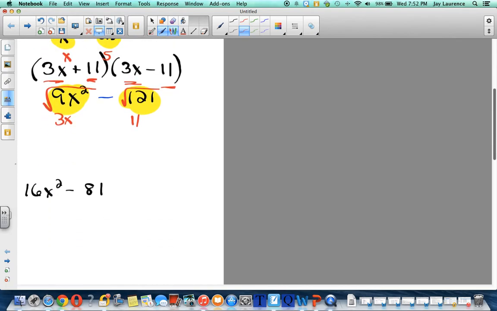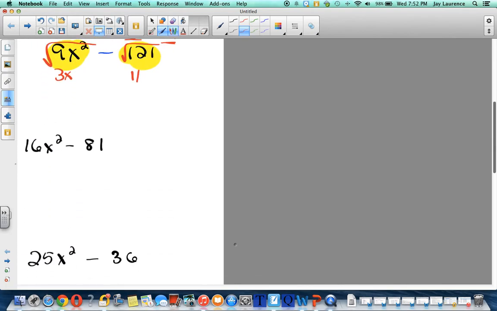Well, I can use that idea to help me factor. When I have a perfect square minus a perfect square, this is called the difference of perfect squares. It's a factoring pattern. It'll make my life easier. Difference of perfect squares.